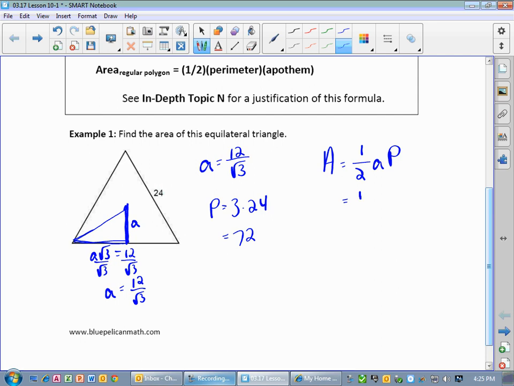So continuing on, we have 1/2. We have our apothem, which is 12 divided by the square root of 3. And we have our perimeter, which is 72. And unlike today's where we were able to do all kinds of simplification, there's not a whole lot you can do with these because we don't very frequently get square root times square root. So the square roots very rarely will cancel out here. And so we pretty much just want to put this in the calculator.